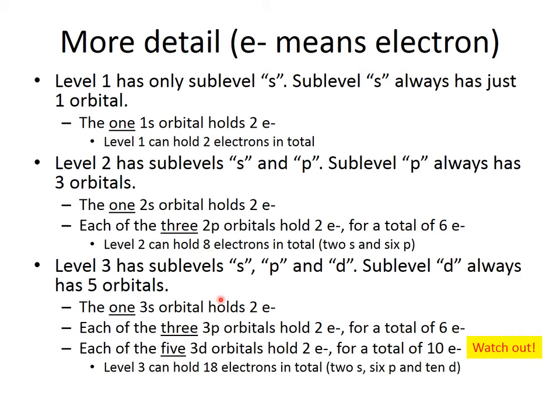Level 3 has 3 different sublevels, S, P, and D. And sublevel D comes in sets of 5 orbitals.